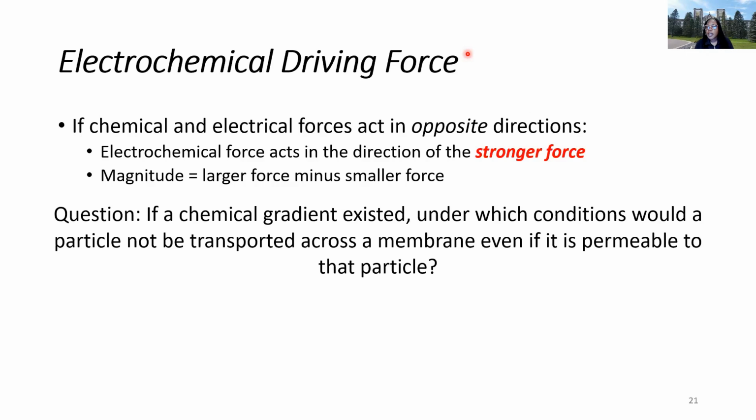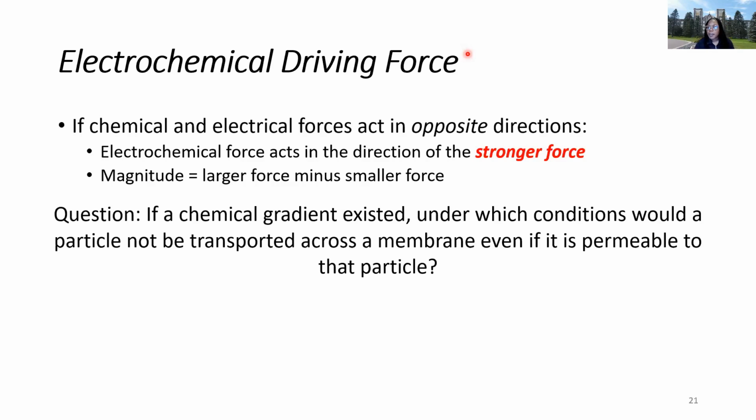In theory, let's see. If electrical force was opposite and equal to the chemical gradient, excellent. Thank you, and perfectly said, right? So the electrical force would have to be equal, but opposite to the chemical force for the particle to move in no direction, right? For there to be no movement of that particle. So the equal but opposite electrical force would simply cancel out the chemical force, and there would be no movement of that particle. All right.